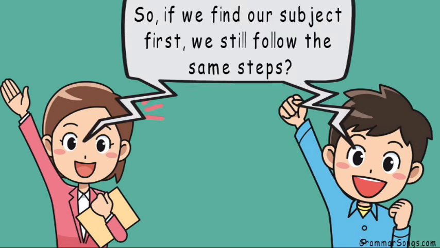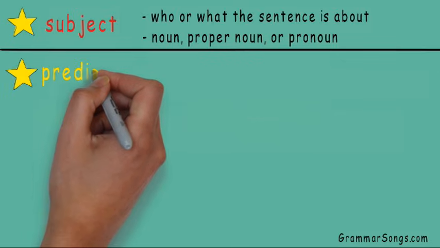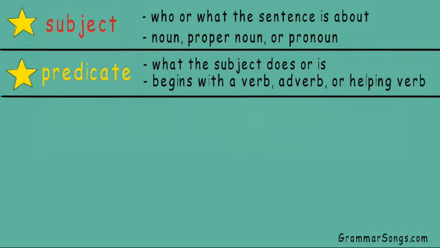So if we find our subject first, we still follow the same steps? Exactly. Let's practice finding the subject and predicate in different sentences. We will follow the steps and look for clues.